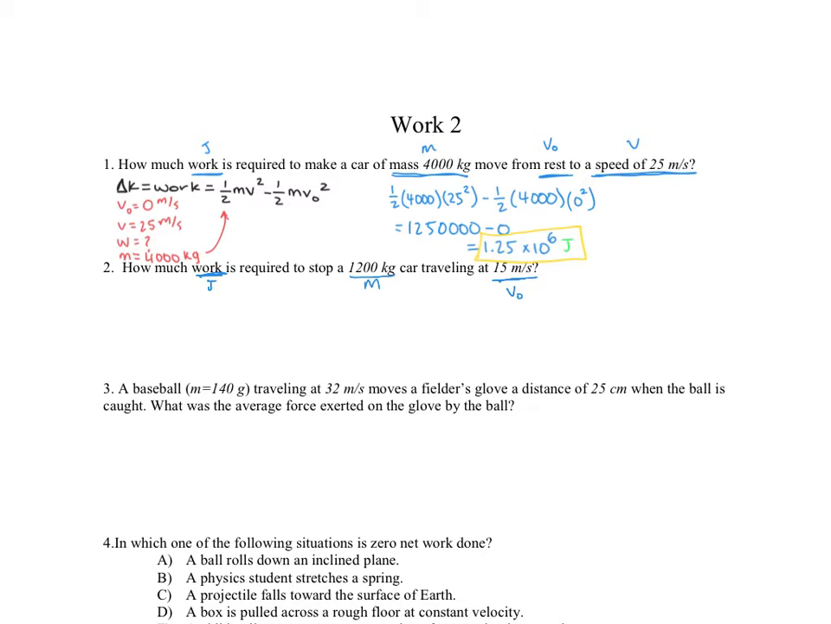As you notice, how much work is required to stop. When we see required to stop, we know that our final velocity is 0. At the end the car will stop, but currently the car is traveling at 15. So the stop word means v is 0, and the 15 meters per second is v naught. Let's write down our information: v naught is equal to 15 meters per second, v is equal to 0 meters per second because we have to stop the car at the end, and mass is equal to 1,200 kilograms. And what is our work?